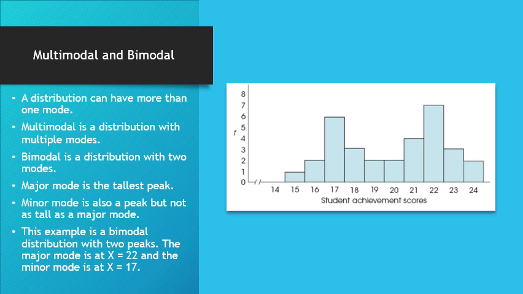So let's look at this example. This is a bimodal distribution because it has 2 peaks. The major mode would be at x equals 22 because there are the most scores at that. You can read across and see there are 7 scores at a score of 22. And you can read and find the minor mode would be at x equals 17 because there are 6 scores located at 17. So 6 different people made a score of 17, that's the minor mode. 7 different people made a score of 22, and that would be the major mode.